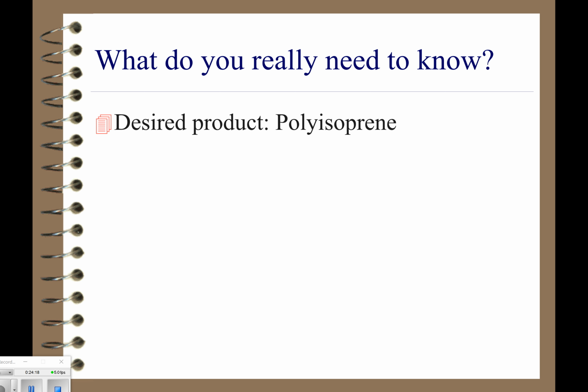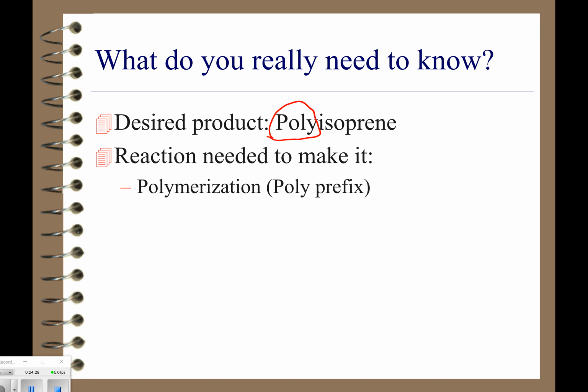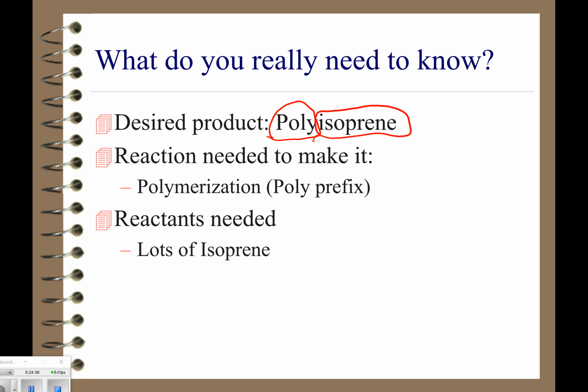For this one, if we want to make polyisoprene, well, it has the poly designation in the beginning, so therefore it should indicate that it's polymerization because of that prefix, and the monomer is always followed after that. So the reactants that we need is isoprene, lots and lots of isoprene.